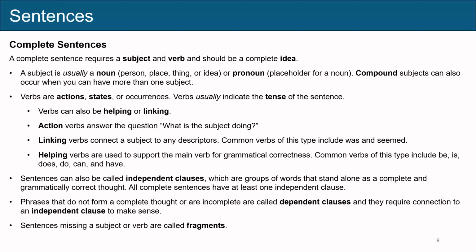So a sentence could have more than one clause in it. It always has to have an independent clause, but it could have an independent clause connected to a dependent clause. It could also have an independent clause attached to another independent clause. But it needs to have at least one thing that could be a sentence by itself. And sentences that are missing some component for them to be a complete idea are called fragments.